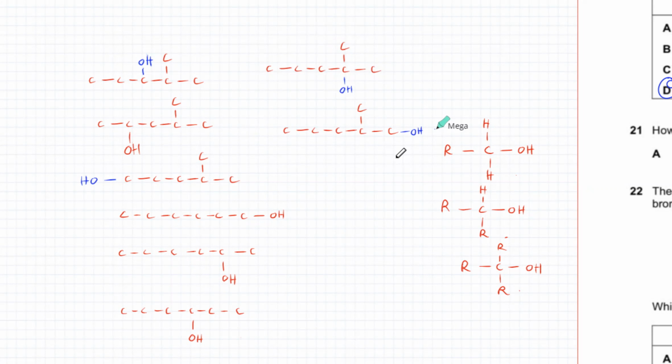Can you identify or spot a tertiary alcohol? A tertiary alcohol is one where the OH is bonded to a carbon atom that is bonded on 3 sides to carbon chains. So which one is this? The OH is bonded to a carbon atom which on all 3 sides has a carbon chain.